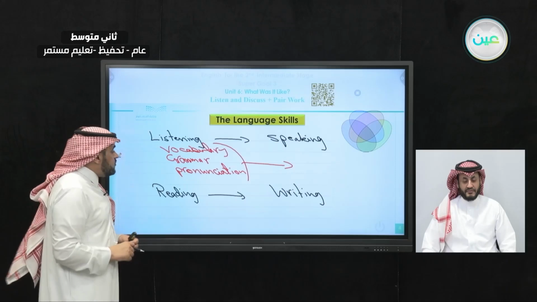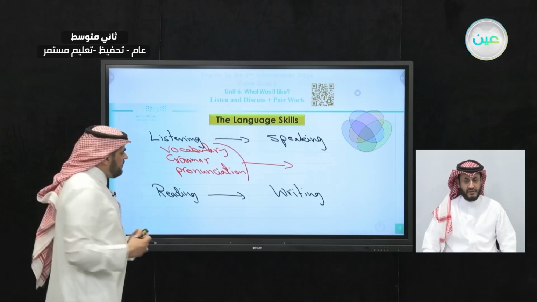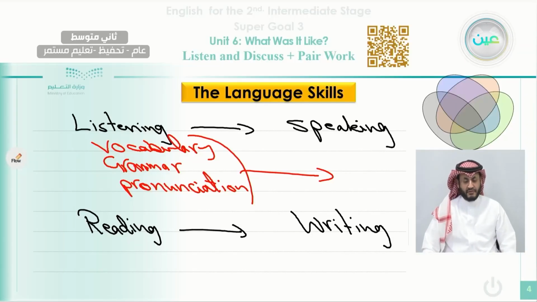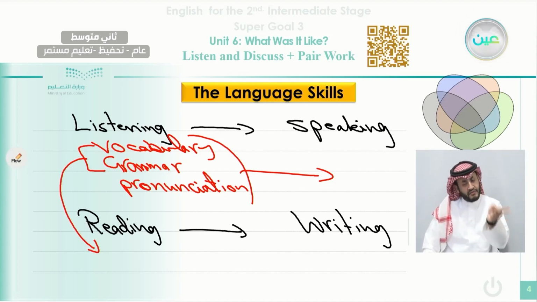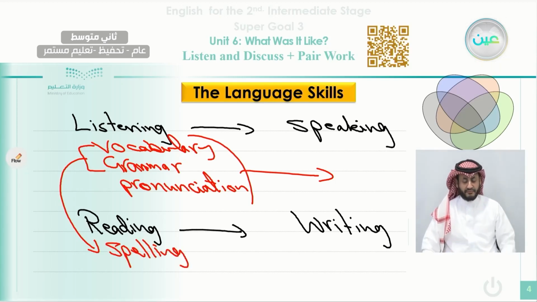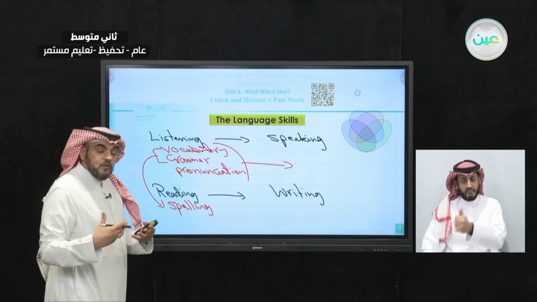Okay, and also in reading, if you read very well, that means you are going to take care of these two also, vocabulary and grammar. Okay, what else you learn? There are other 3 things that you need to learn. That is spelling. Okay, because you practice spelling through reading.